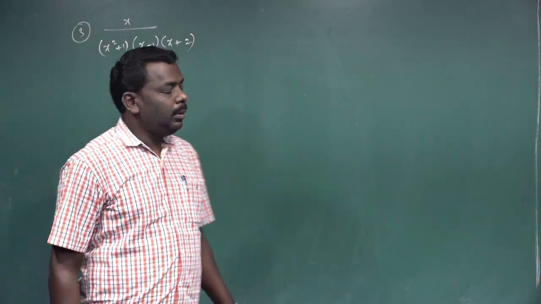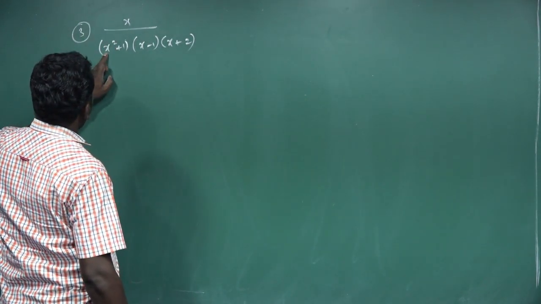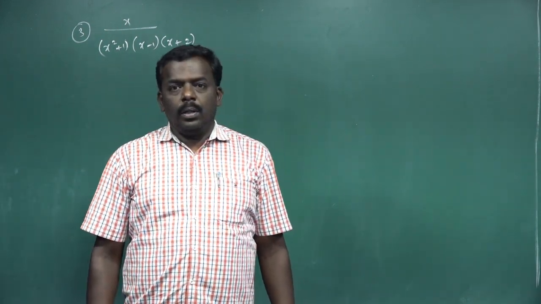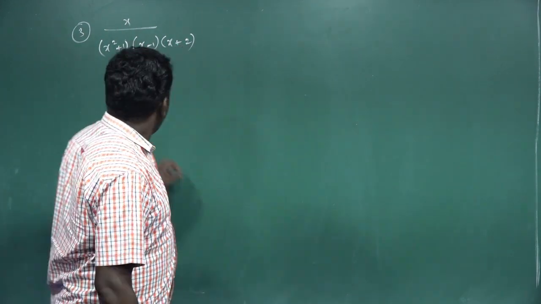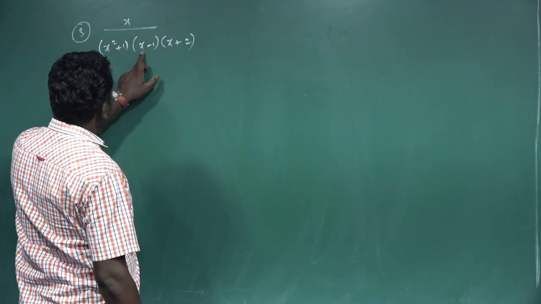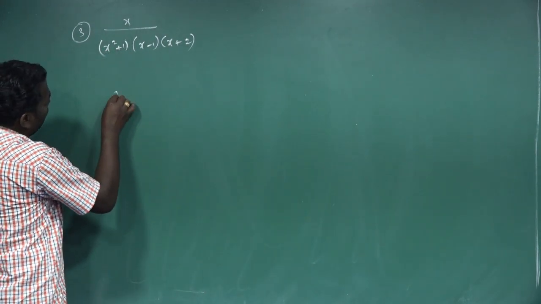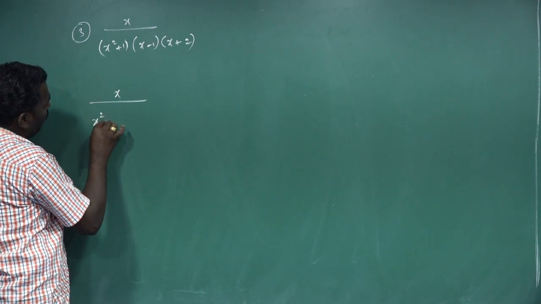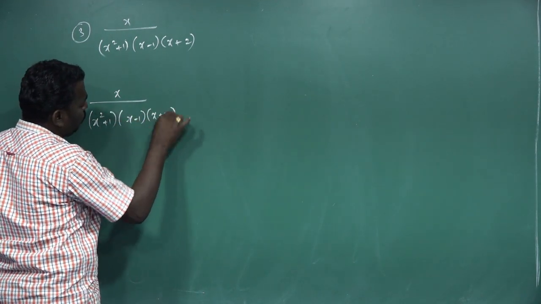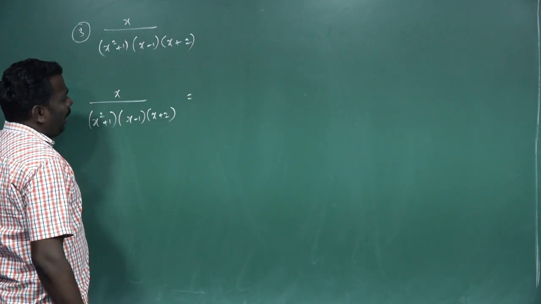Come to next question number 3. x by x square plus 1 into x minus 1 into x plus 2. So the given expression is x by x square plus 1 into x minus 1 into x plus 2. And this we have to decompose, applying partial fractions.